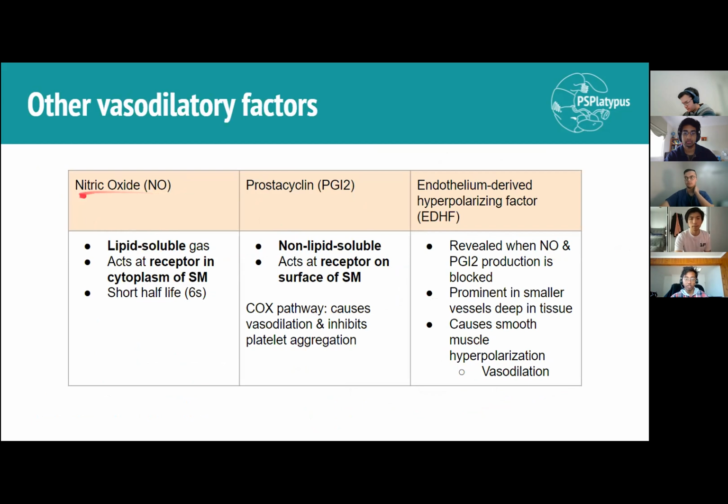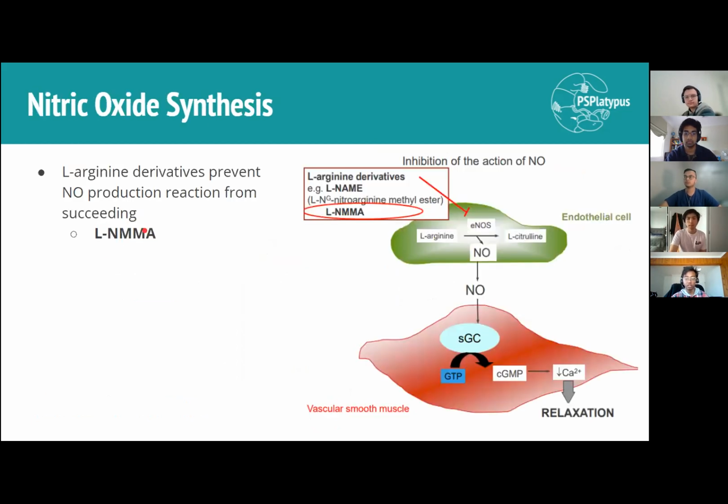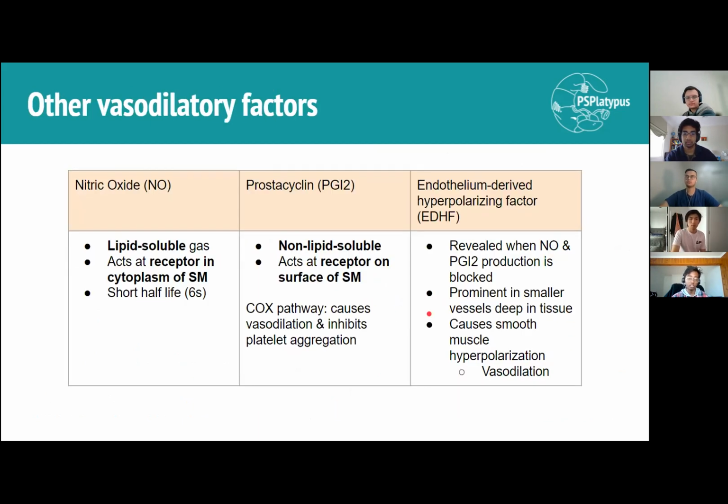So in between nitric oxide and prostacyclin, where it acts on the smooth muscle is pretty important and tells us a little bit about the lipid solubility. I know that nitric oxide is going to go into the cell and act at this SGC. So it's going to be lipid soluble, since it acts at a receptor inside the cytoplasm. It has a very short half-life, which actually makes it pretty useful for acute attacks. So we typically see it used in vasospastic angina, which I mentioned last week.